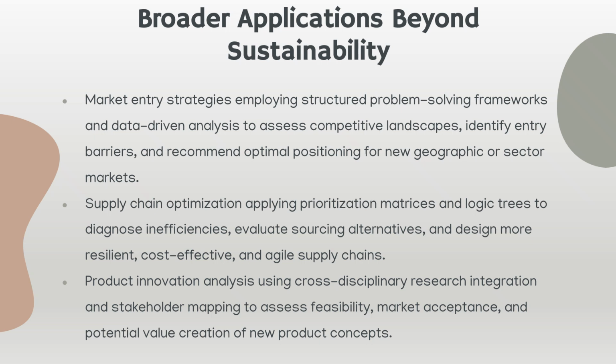is equally powerful for diagnosing inefficiencies in any supply chain. Picture evaluating sourcing alternatives to balance cost, speed, and resilience, turning chaos into clarity. And then product innovation. Cross-disciplinary research isn't just for ESG. Use stakeholder mapping to gauge reactions to a new product, like a tech gadget, or blend behavioral economics with design thinking to predict adoption rates.